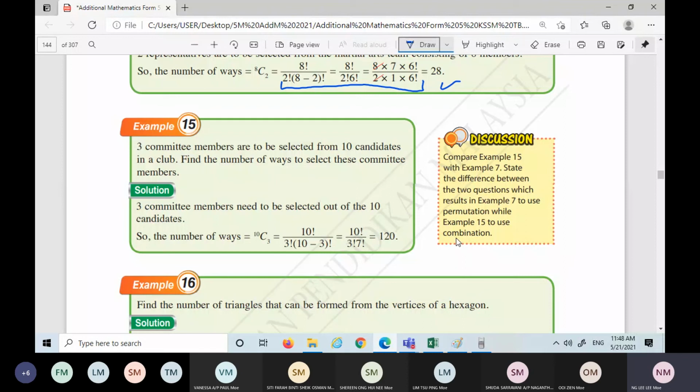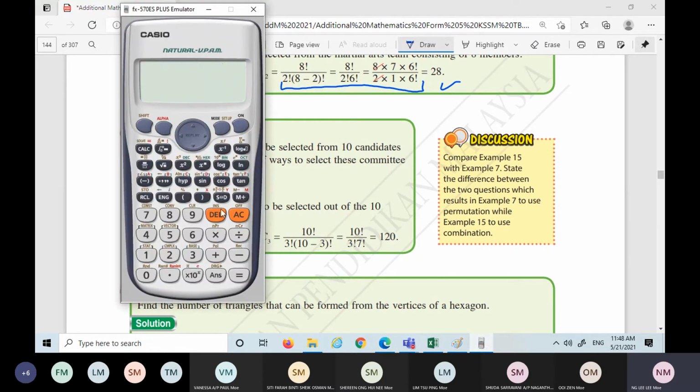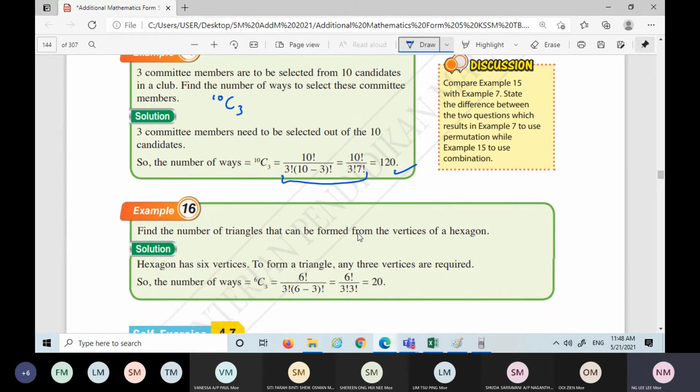Okay, 3 committee members are to be selected from 10 candidates in a club. Find the number of ways to select these committee members. So out of the 10, you choose 3. So very simple, 10C3. Once you get the idea, you can do it very fast. So 10C3, try one more time. 10C3, so 120. If you have a calculator with you, try and see. Make sure you know how to use a calculator to get the answer.